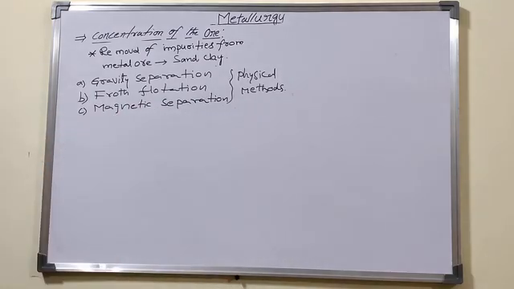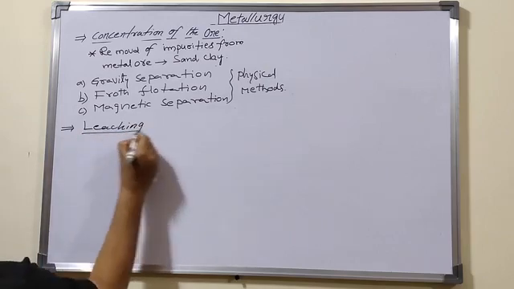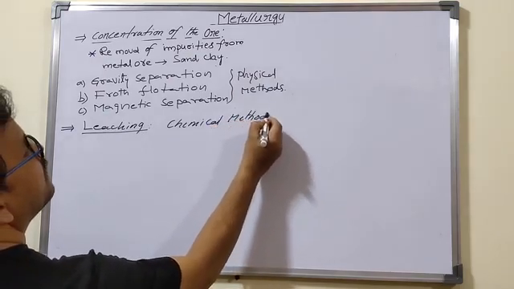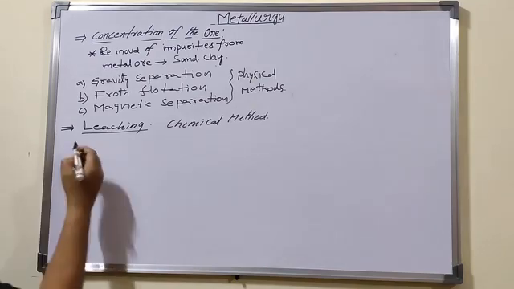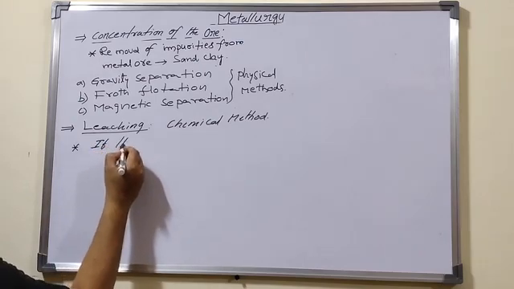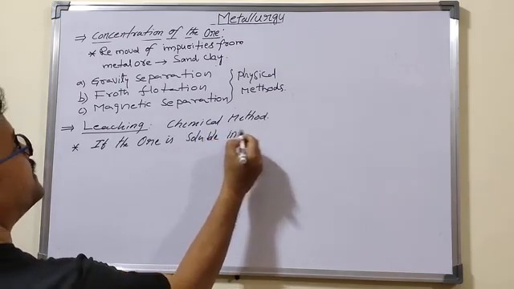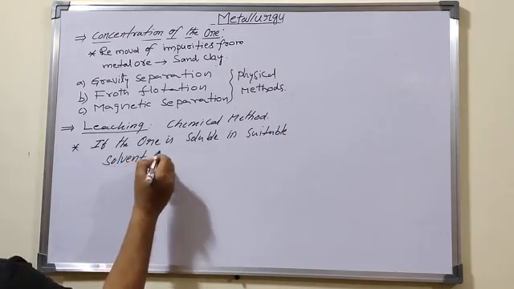Next, another method we have is the leaching method. Leaching is a chemical process. The main idea here is, when the ore is soluble in a particular, suitable solvent, then we apply this method.